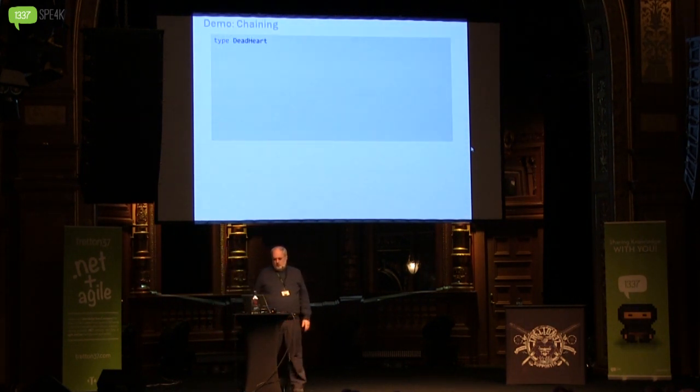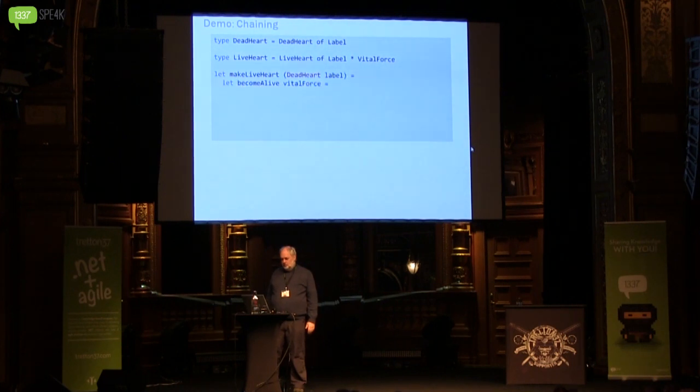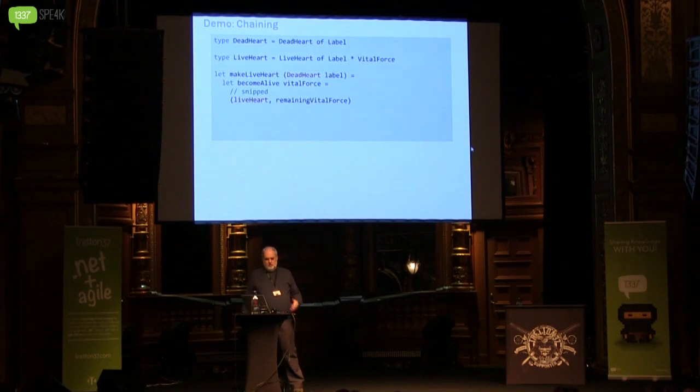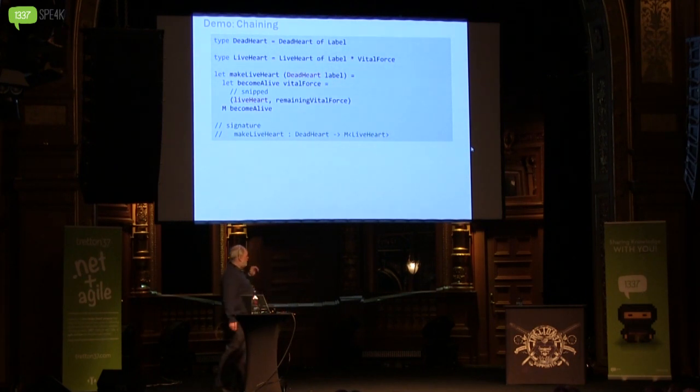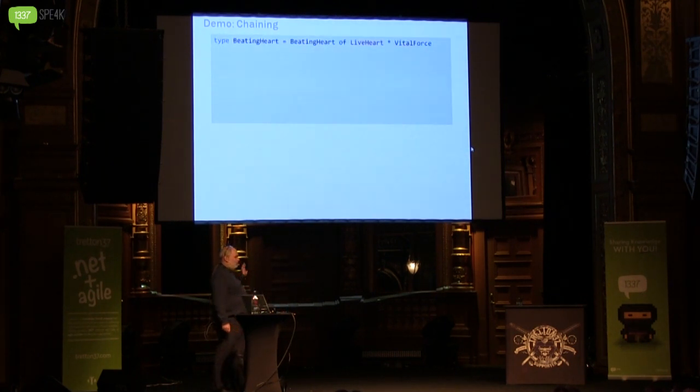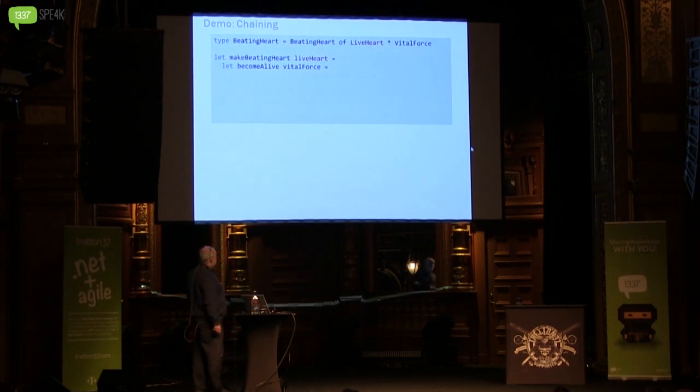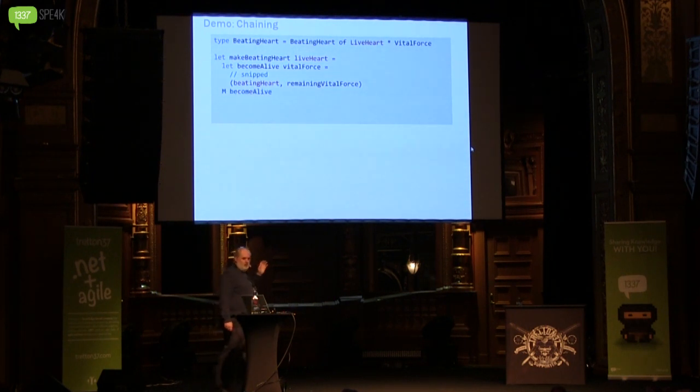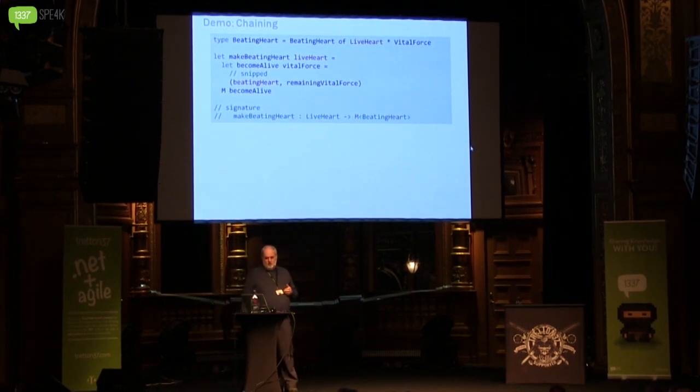So let's look at some code. Don't worry about how you actually make a live heart. So this is the thing that makes a live heart. And there's the signature. It takes a dead heart and makes it into an M of a live heart. Like I say, this code is whizzing by very fast. It's really just to give you a concept of really how little code it is. So the concepts may be complicated, but the code is quite simple. So here's something which takes a live heart and it makes an M of a beating heart. And I need to glue these two things together.